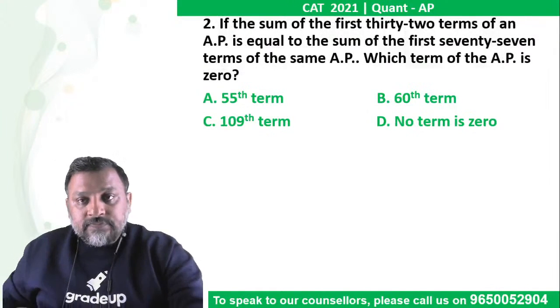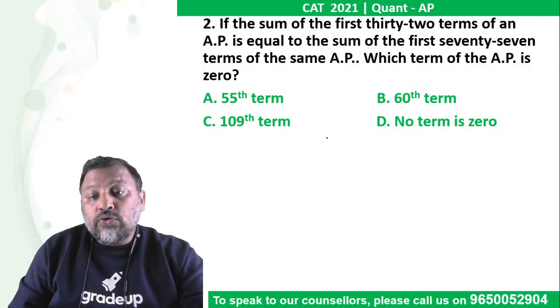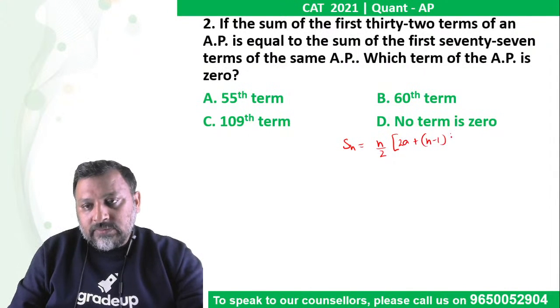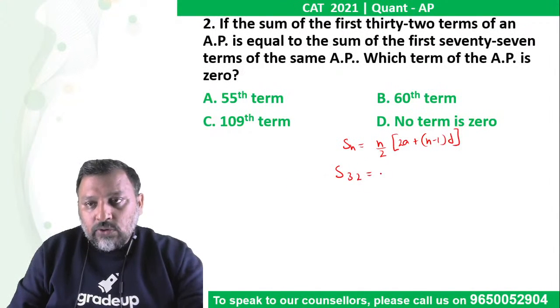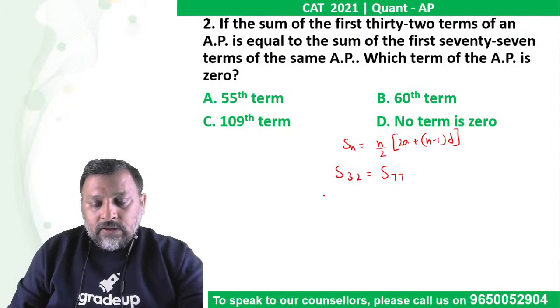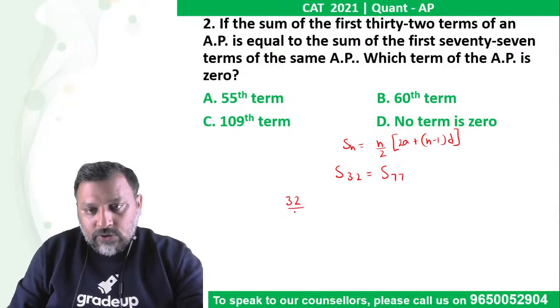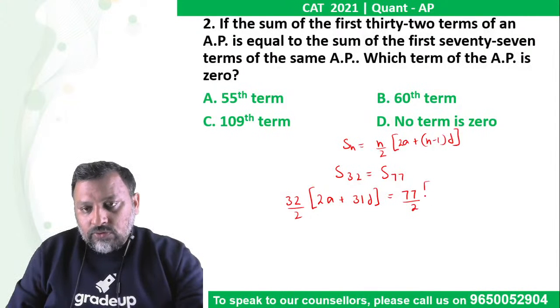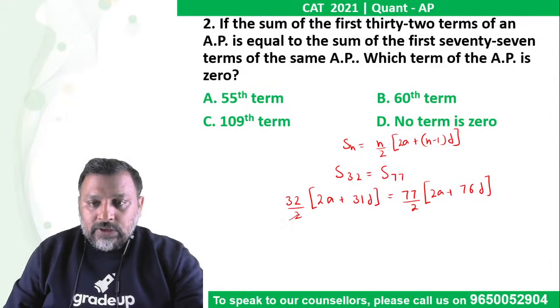Okay, let's check this. See, it is given the sum of first 32 terms. We know the sum of n terms is n by 2 into 2a plus n minus 1 times d. So the sum of first 32 is equal to the sum of first 77. So this is given. So the sum of first 32 is 32 by 2 into 2a plus 31d, which should be equal to 77 by 2 into 2a plus 76 times d. So we can cancel this 2.